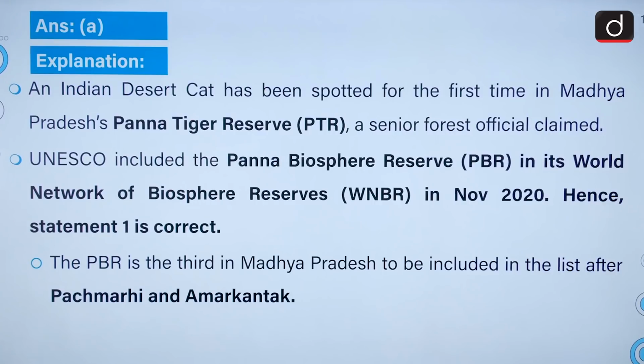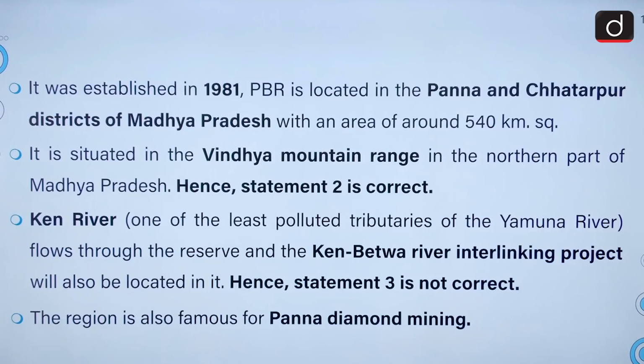UNESCO included the Panna Biosphere Reserve in the year 2020, very latest. The PBR is the third in Madhya Pradesh to be included in the list after Pachmarhi and Amarkantak. It was established in 1981 and PBR is located in the Panna and Chhatarpur districts of Madhya Pradesh with an area of around 540 km square. It is situated in the Vindhya mountain ranges in the northern parts of Madhya Pradesh. Ken River, one of the least polluted tributaries of the Yamuna River, flows through the reserve and the Ken River interlinking project will also be located in it. The region is also famous for Panna diamond mining.